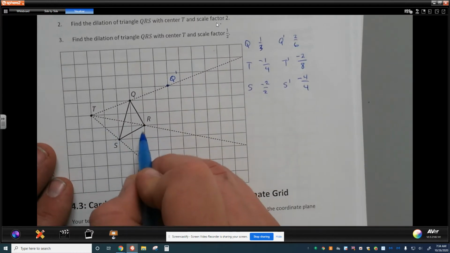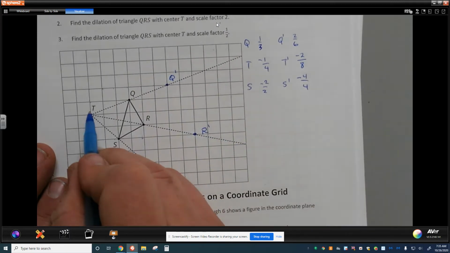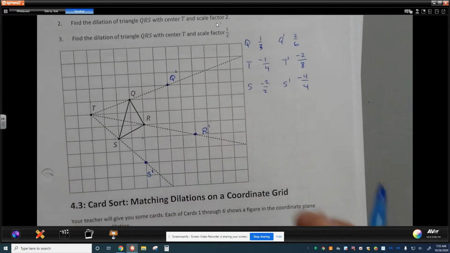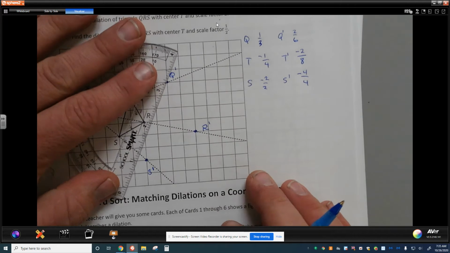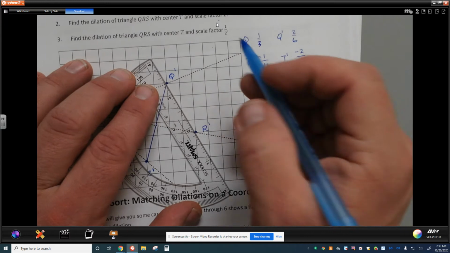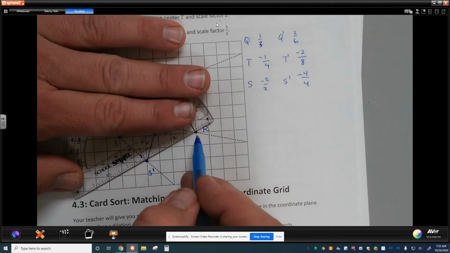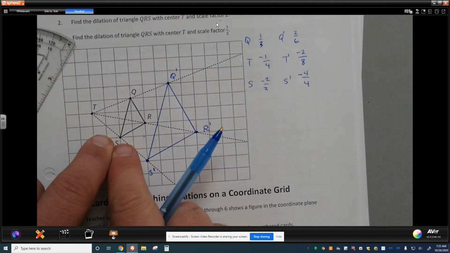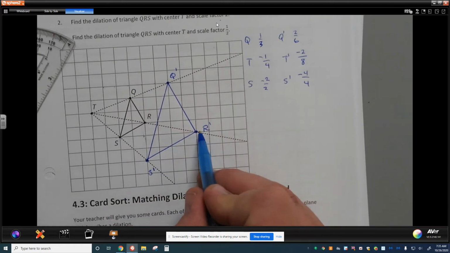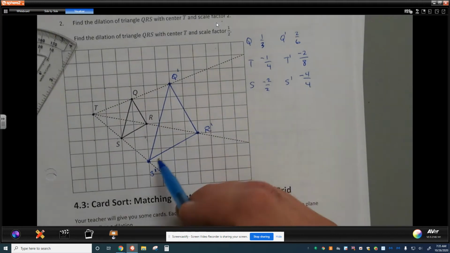So we can continue that pattern. And we notice that we end up on that same ray every single time. And then we just take a straight edge and draw our new figure. And what we should notice is that these distances are double the distance from what they were. If you look at this one, rise 1, run 2 for S to R, rise 2, run 4 from S prime to R prime. Those distances are doubled, but the angle measures are preserved.